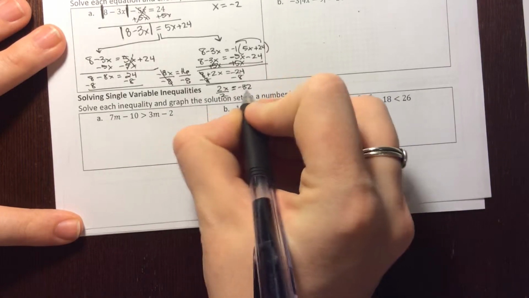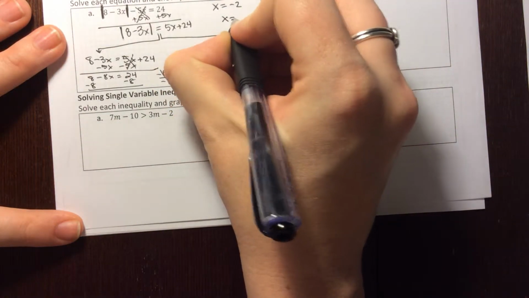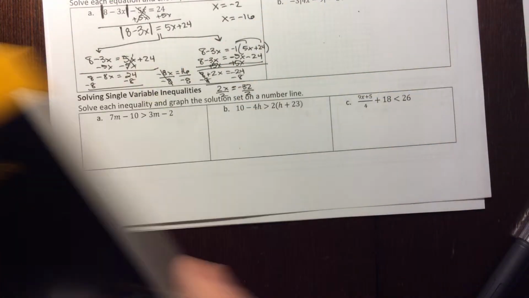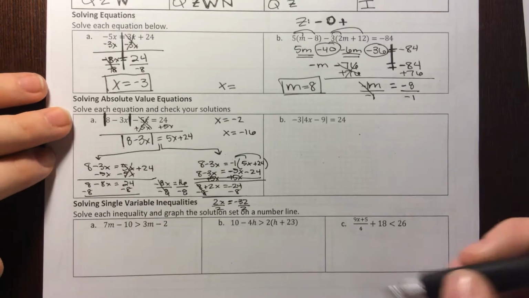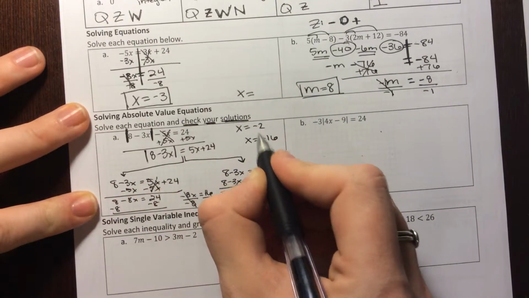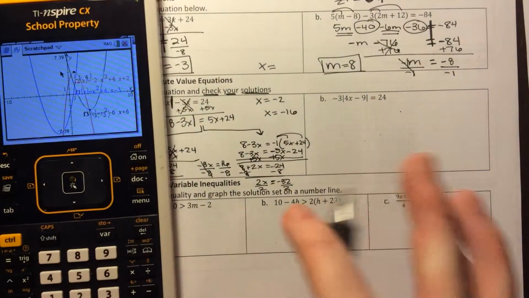I divide by 2, negative 32 divided by 2 is a negative 16, so I get x equals negative 16. Okay. From here, when you're doing absolute value, you always have to check your solutions, because sometimes both of them will work, sometimes one of them will work, sometimes none of them will work.